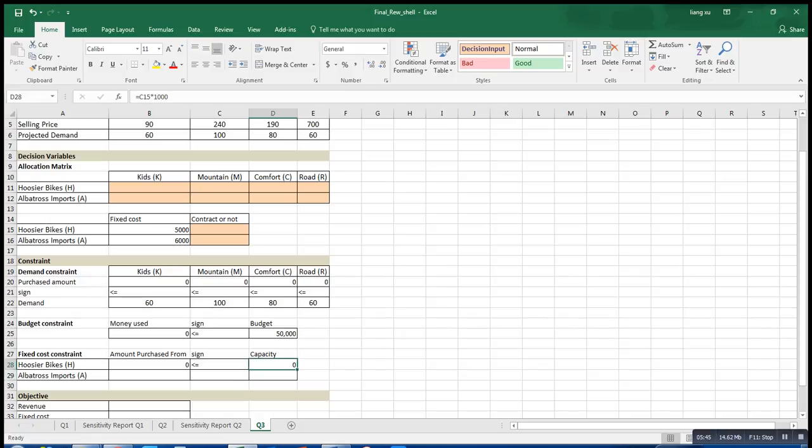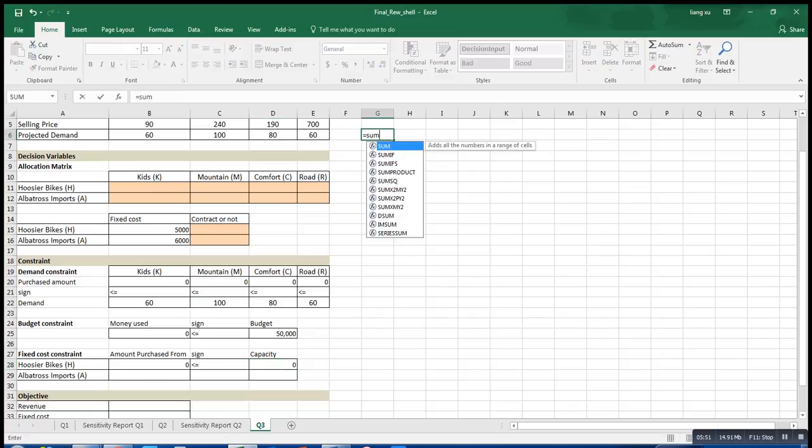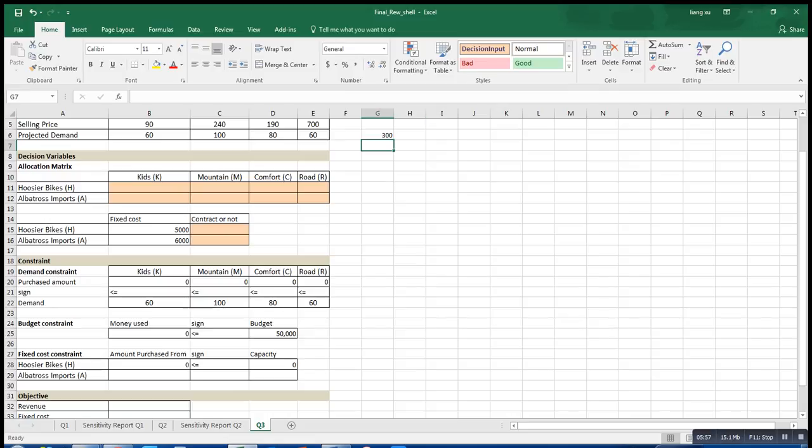And you may ask, okay, how big is enough? A rule of thumb is you can calculate the total amount for all the bikes, which is 300. So as long as this number is larger than 300, you should be fine, because the total amount of bikes you purchase will not be greater than 300.